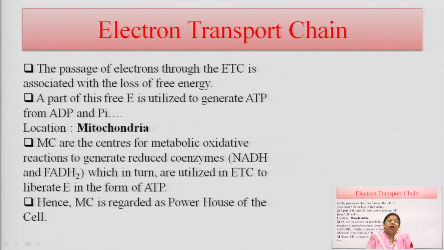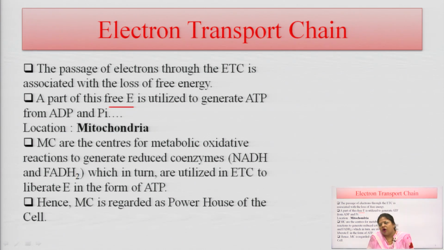Free energy comes with the loss of free electrons, which are transported from those pathways to the electron transport chain for the formation of high energy molecules. So, the free electrons generated in the different pathways are utilized here to generate ATP, adenosine triphosphate, from ADP and phosphate bonds. These are the main reasons for the electron transport chain.